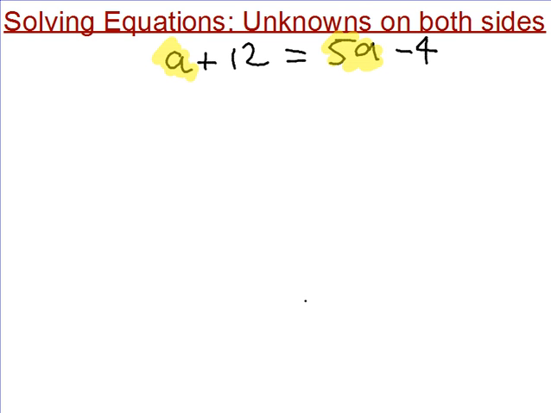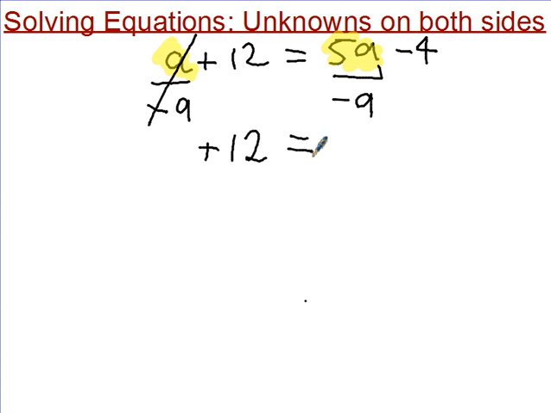We're always going to eliminate the unknowns when we have the smallest numbers. So because I have 1a on that side and 5a on this side, I'm going to subtract 1a from both sides of the equation. That means that this will cancel and I will be left with just positive 12 on this side. And on this side of the equation, I've got 5a subtract a, which is 4a, and I've still got that negative 4 there.